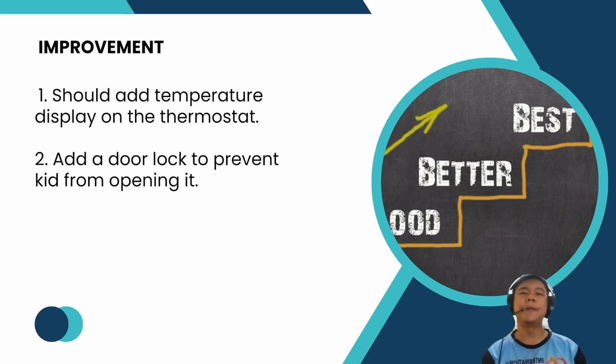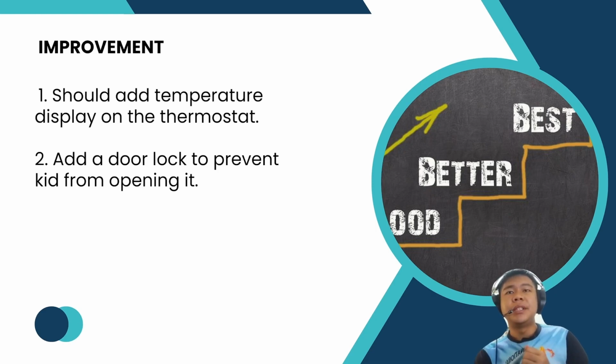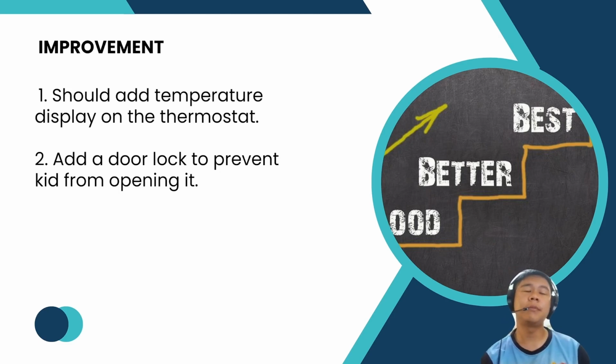There is an improvement that should improve in the device. First, it should add a temperature display on the thermostat so we can know what is the temperature that we set, such as 16, 17 like that. Second, it should add a door lock to prevent kid from opening it. This because instead of using a magnetic door, I think it should add a feature that is the door lock so it can prevent kid from opening or suddenly open.